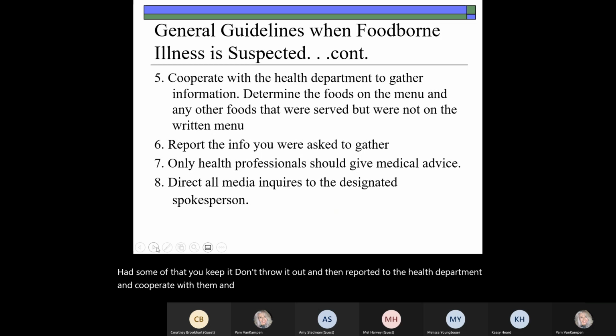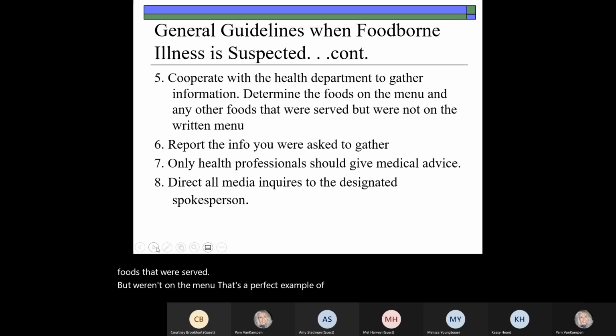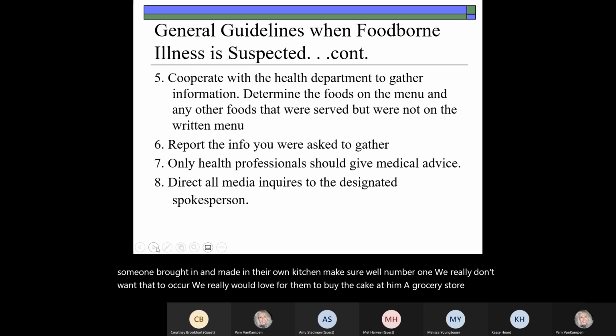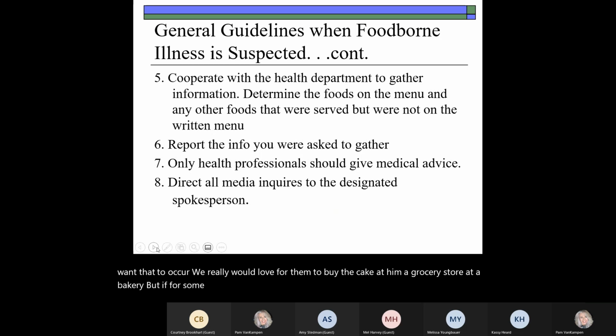Determine the food or foods on the menu and other foods that were served but weren't on the menu. That's a perfect example of why we say, if you have a birthday cake that someone brought in and made in their own kitchen, well, number one, we really don't want that to occur. We really would love for them to buy the cake at a grocery store or at a bakery. But if for some reason they really want to make their own cake and bring it in, then it cannot be served as part of the meal.